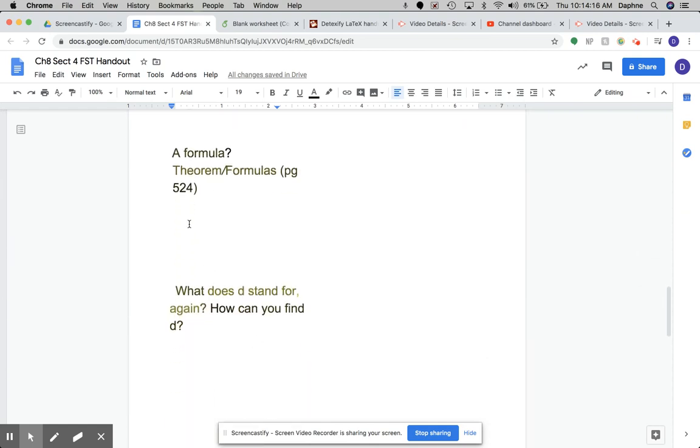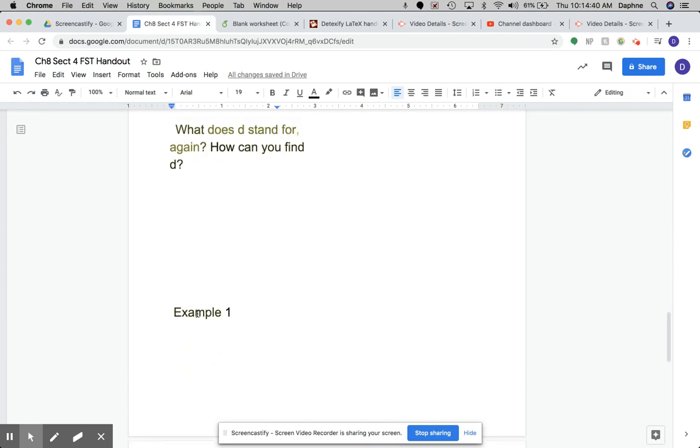The formulas on page 524, you should already have that in your foldable. The bottom left one is S sub n equals n over 2 times a sub 1 plus a sub n. That's the one that we have in our foldable. The other two are perfectly fine. The top is more of just helping refresh on what sigma notation looks like. D, remember, is the constant difference, and we can find that.